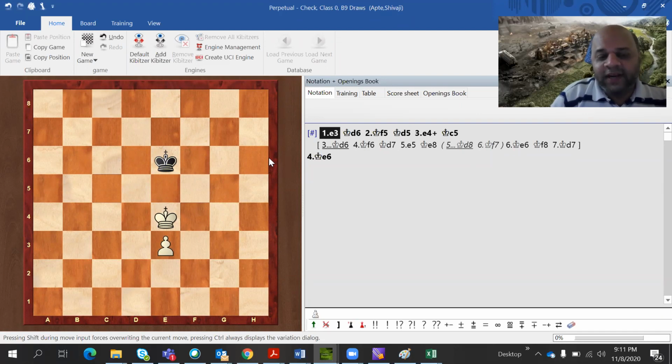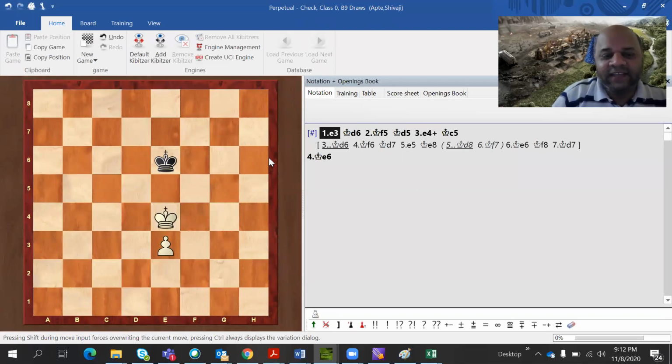If the pawn was already in this position and it was white to move, then white would have drawn. There was no way that white would have won it. But because he had this reserve move, now he's making black lose the opposition. That is the whole point.